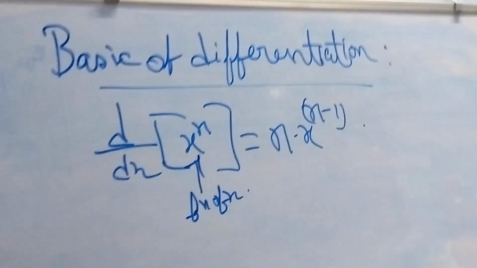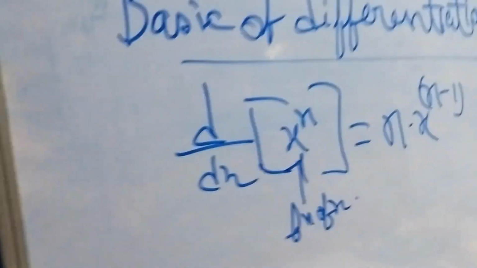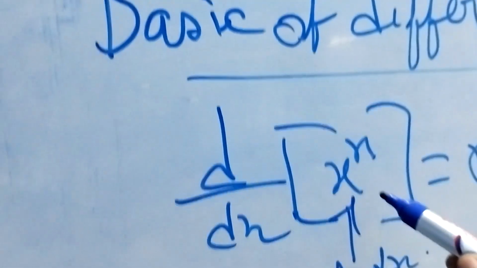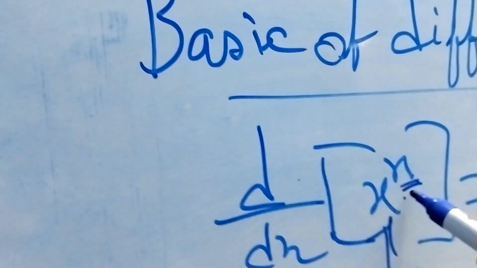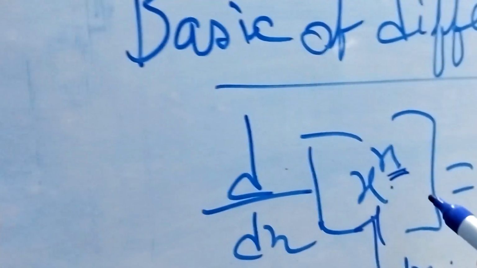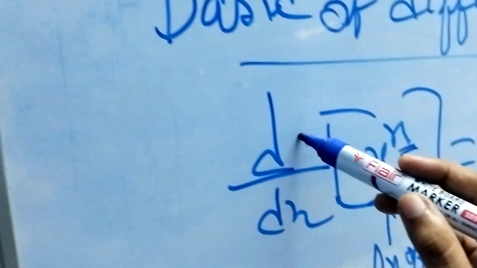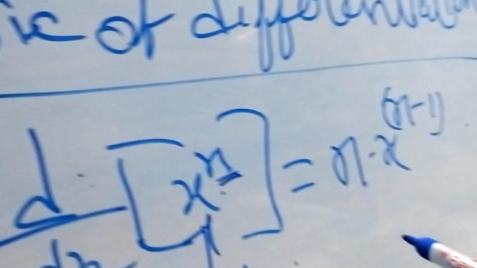Well, so let's talk about it further. As we see here, the differentiation of x to the power n, the power of x, sorry, differentiated with respect to x. What do we get?